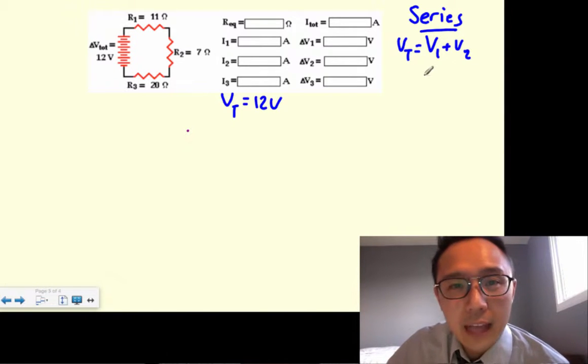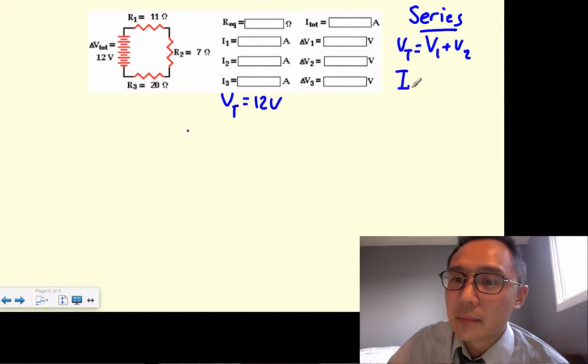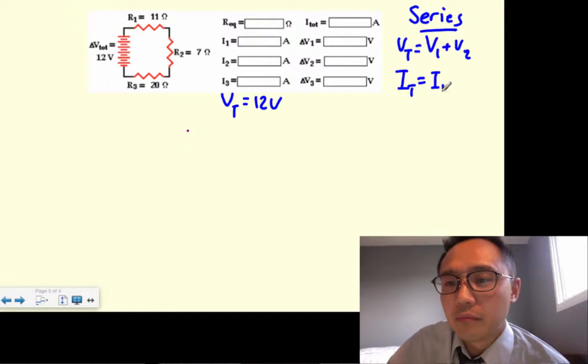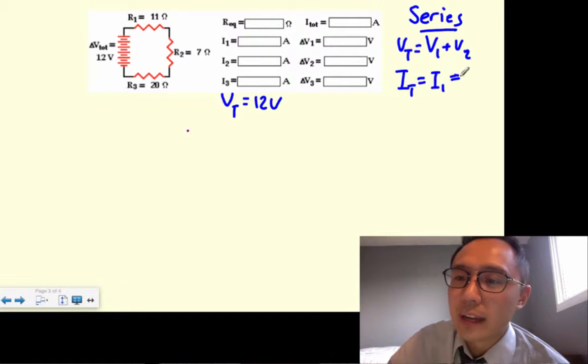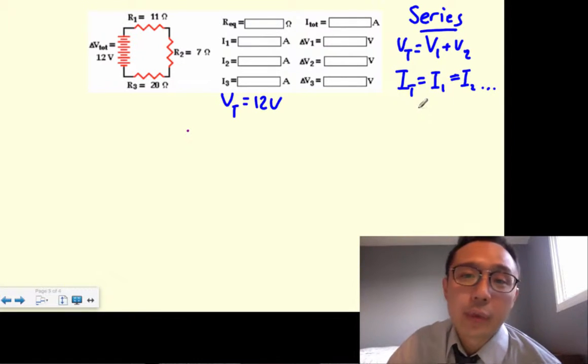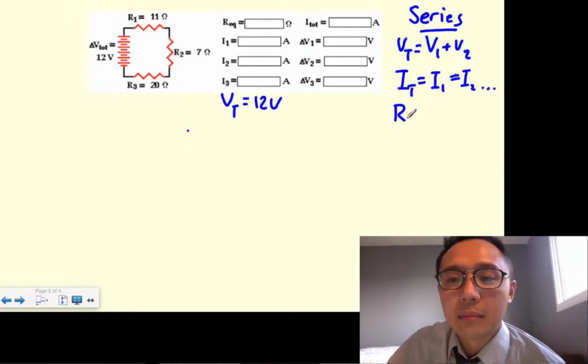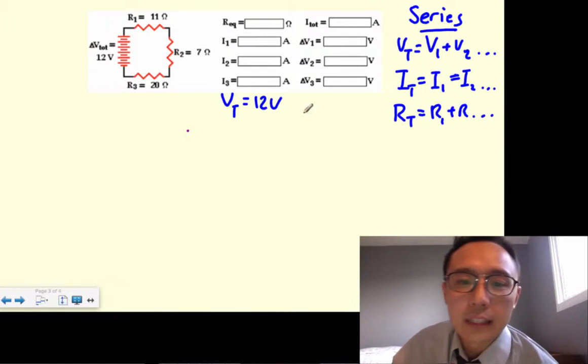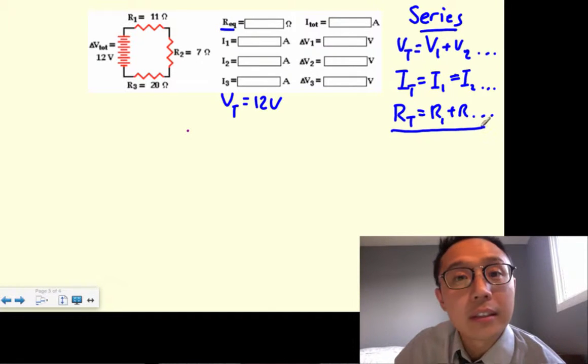So if voltage is added, then the current must be the same. That's how I sort of remember it. And resistance is going to be the same as voltage. So R1 plus R2, etc. So let's calculate this. Can we calculate the resistance total? Oh, yes, we can, because resistance total is the sum of all of them.